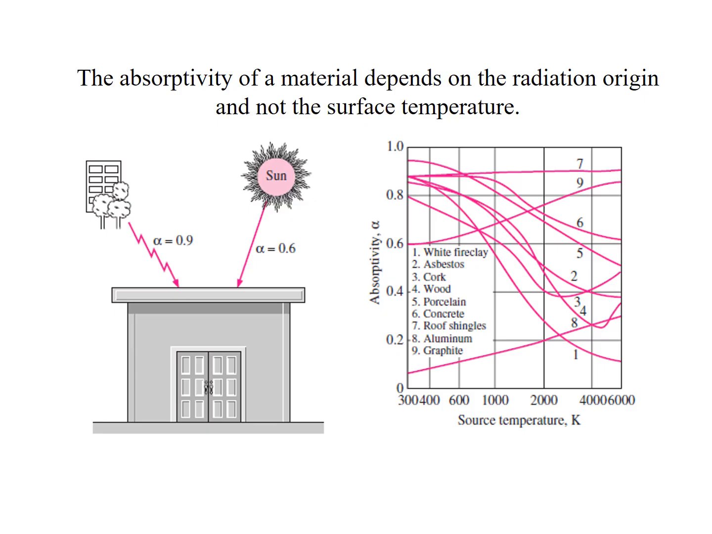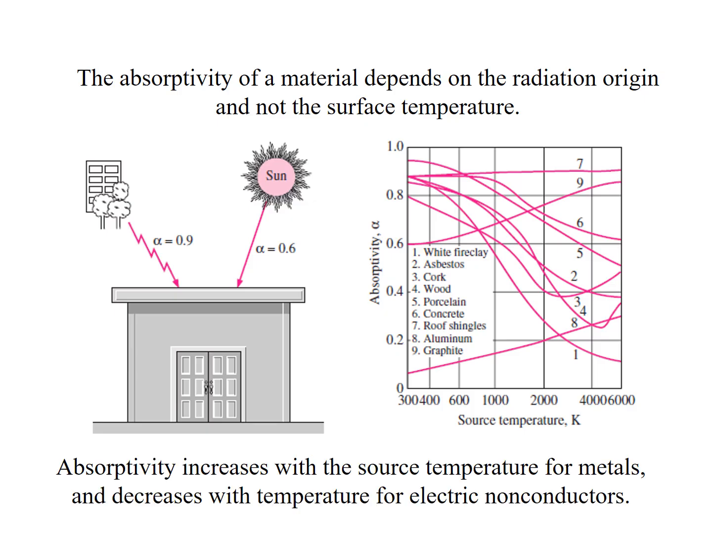Now let's take a look at this graph here. You have the absorptivity as a function of temperature, but not the temperature of the surface itself, the temperature of the source of radiation. And different types of surfaces are listed here. Of course, surfaces are different, but if the temperature of the source changes, in some of them you'll see that there is an increase in the absorptivity, and in some of them, as the temperature of the source goes up, the absorptivity could actually go down.